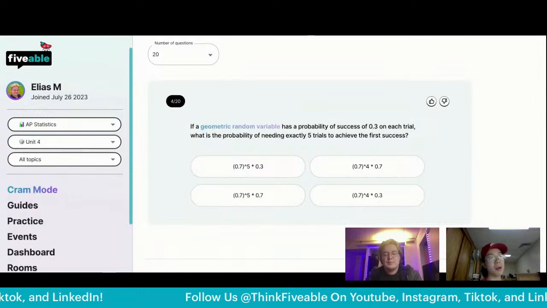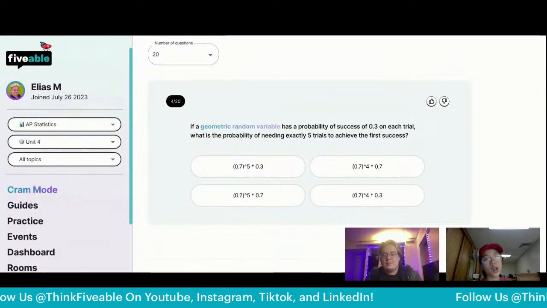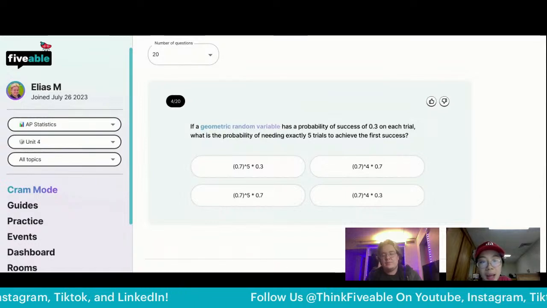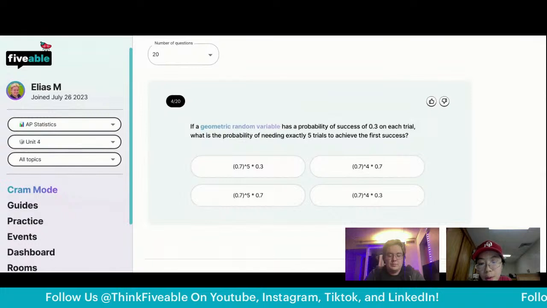Since the probability should be the same for all trials, it would look like, let me see if I can pull it up. P times (1 minus p) to the x minus 1 power.